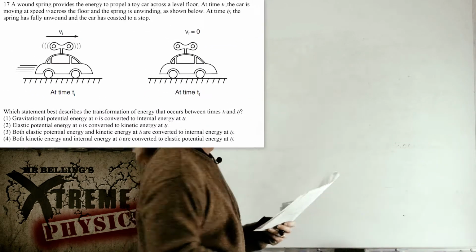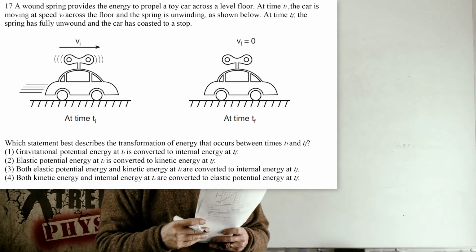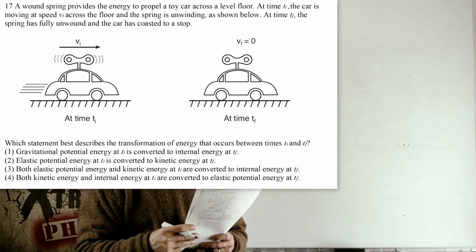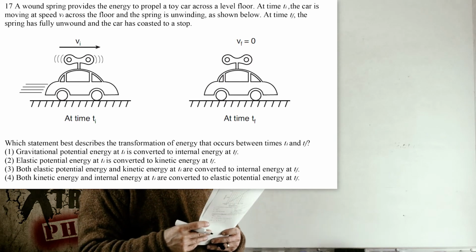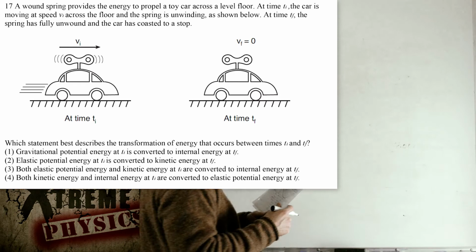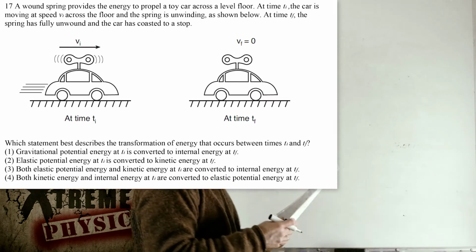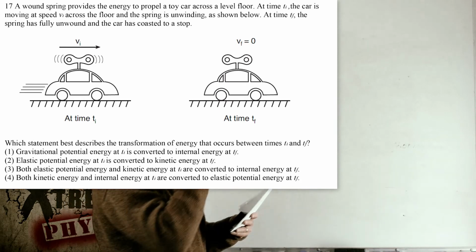Question 17. A wound spring provides the energy to propel a toy car across a level floor. At time ti, the car is moving at speed vi across the floor, and the spring is unwinding, as shown below. At time tf, the spring is fully unwound, and the car has coasted to a stop. Which statement best describes the transformations of energy that occurred?